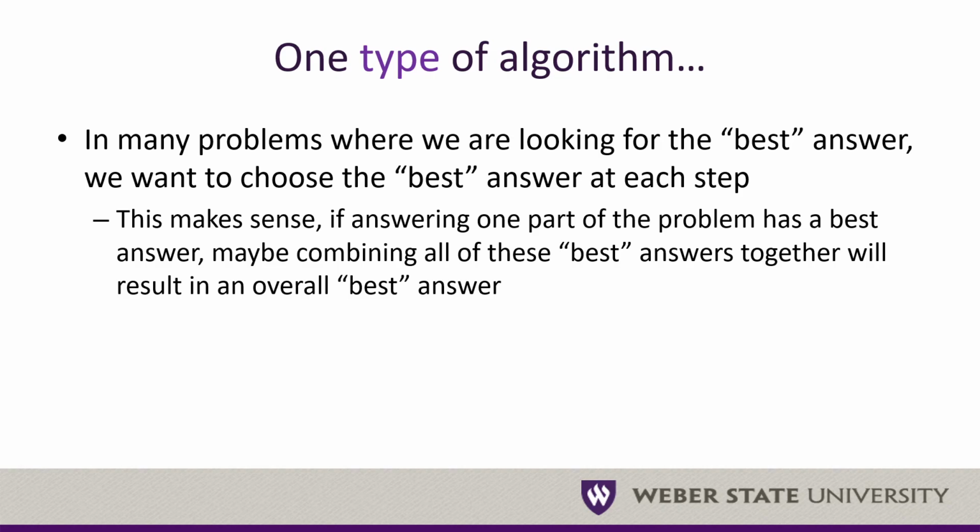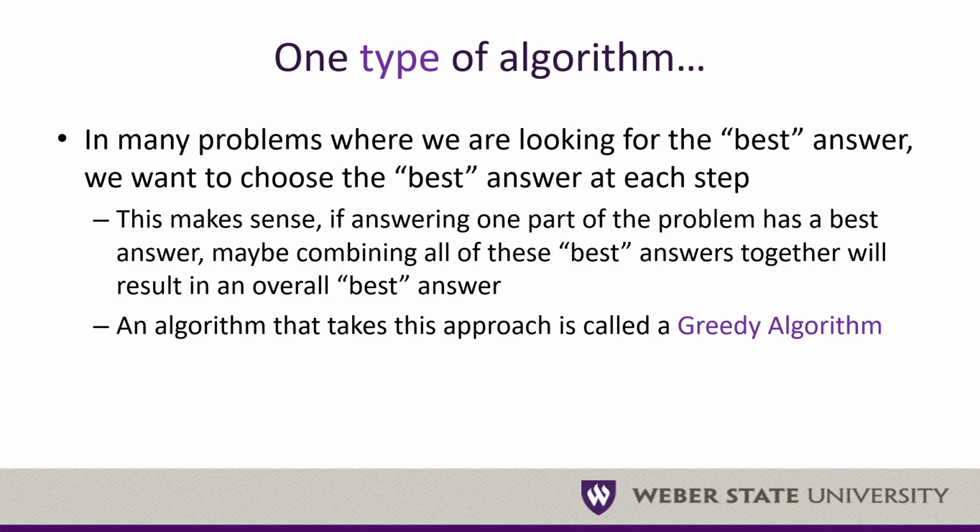The idea here is that we choose that best answer in the hopes that if I put all of those best answers together, I'm going to get the best answer overall. So this is what's called a greedy algorithm, and there are a lot of places where it can come close to giving us a good answer, but it's not perfect. There are some problems where this works.